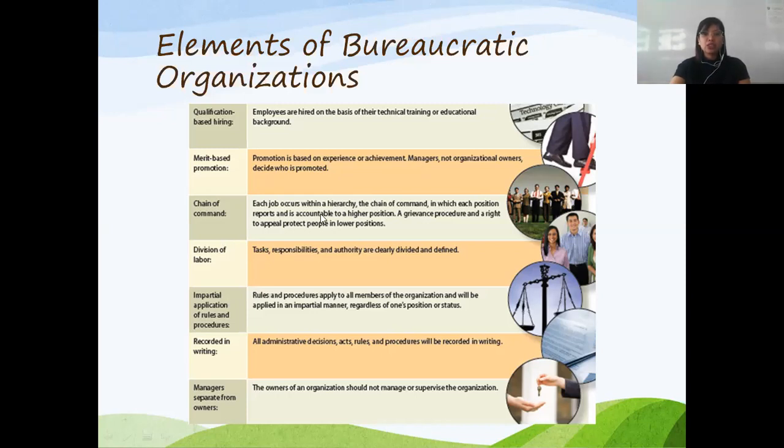And then the chain of command: each job occurs within a hierarchy, a chain of command in which a position reports and is accountable to a higher position. A grievance procedure and a right to appeal protect people in lower positions. So, there is a specification of jobs, and there is a hierarchy, the chain of command. Once a manager's task is described, the supervisor should not do it because there is a chain of command, there is a hierarchy. So you cannot do the job of the manager if you are a supervisor, and you are not entitled to do the job of a supervisor if you are a team leader. That is the chain of command. So you are going to perform specific tasks based on your position. And then division of labor.